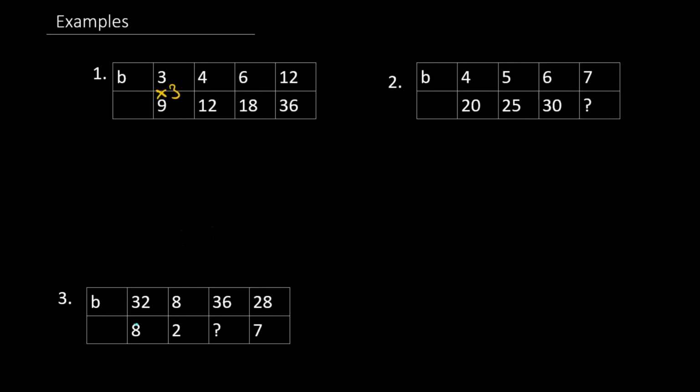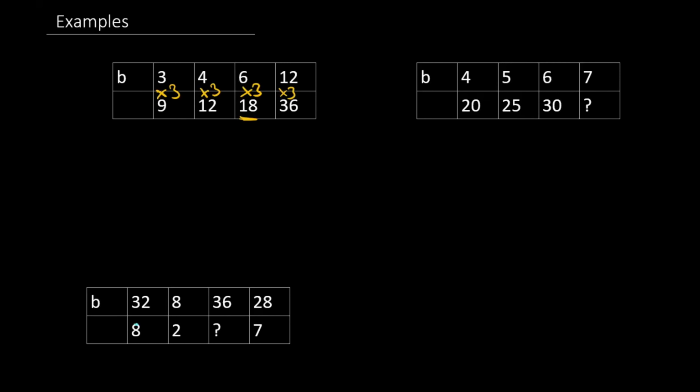Okay, so let's see if that works for every single number in this table. 4 times 3 equals 12. Is that true? Yeah, it is. 6 times 3 equals 18, and our number is 18. 12 times 3 equals 36. Let's check: 3 times 2 is 6, 3 times 1 is 3, so 36. Yep, so we figured out the rule.